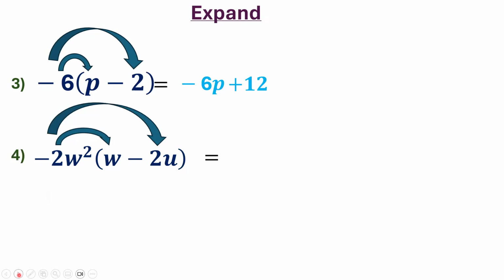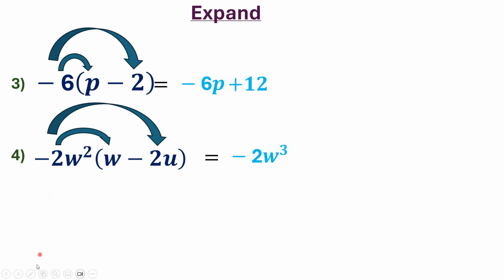Negative 2w squared multiplied by w will give you negative 2w to the power of 3, because you have here a hidden 1 before the w, so negative 2 multiplied by this hidden 1 is negative 2, and then w to the power 2 multiplied by w to the power 1, using those indices.